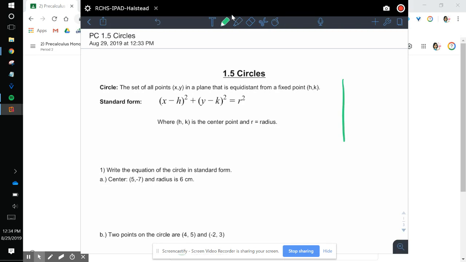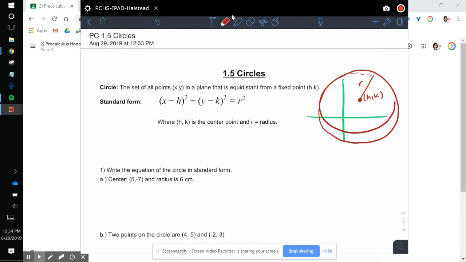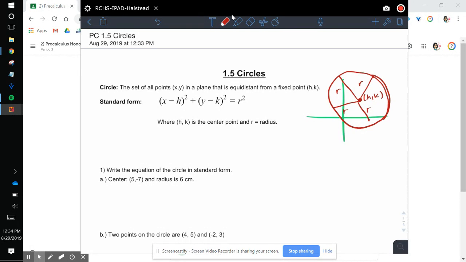So if I have a graph and I have a fixed point that is h comma k and a radius of r, all the points that are equidistant, so also the distance r, are equidistant from the fixed point. Make a circle. I know, it still looks like a potato.